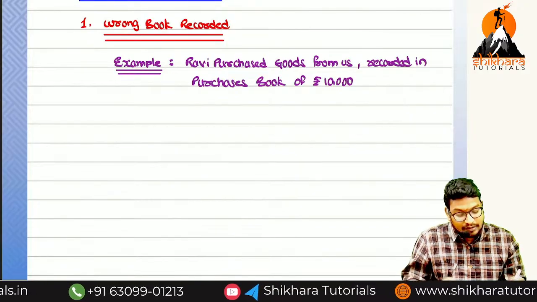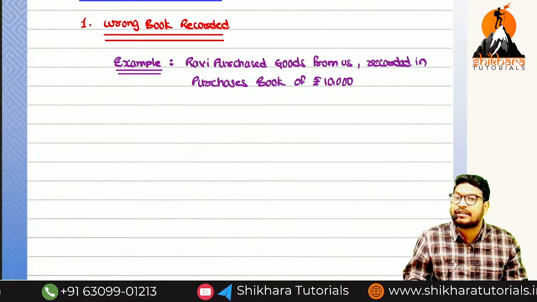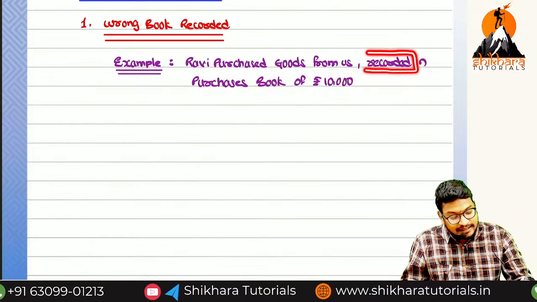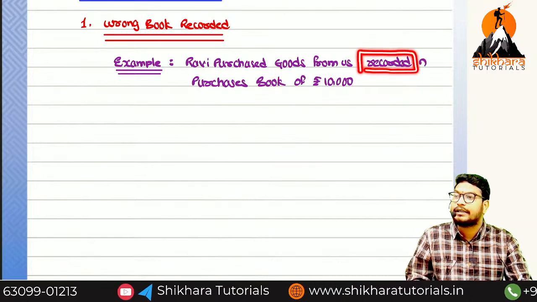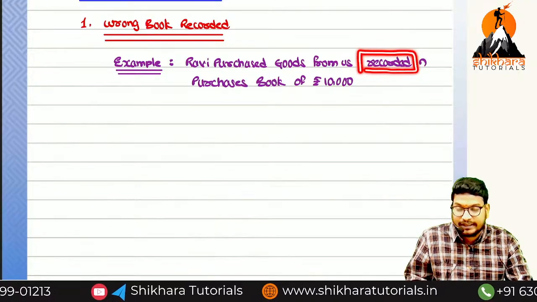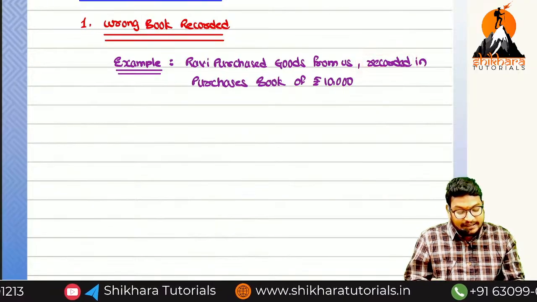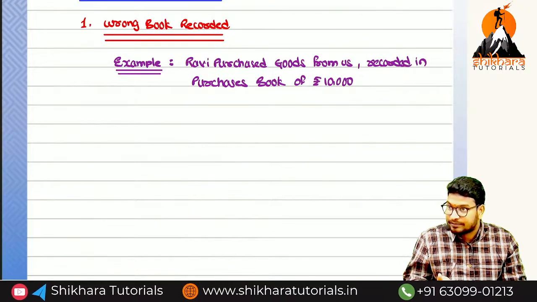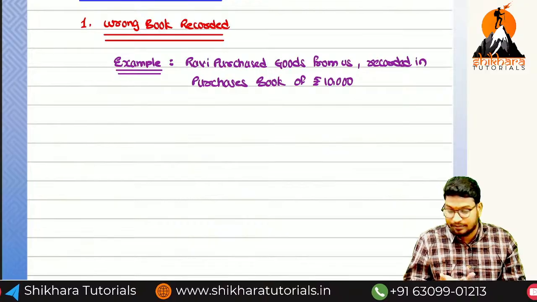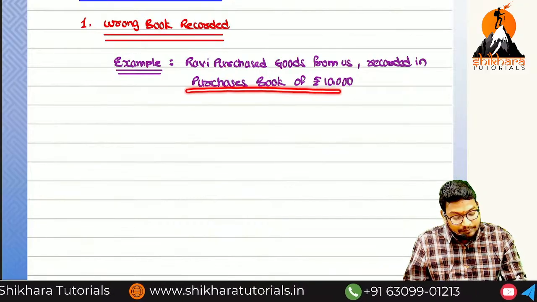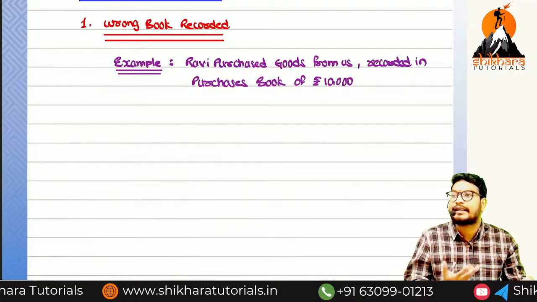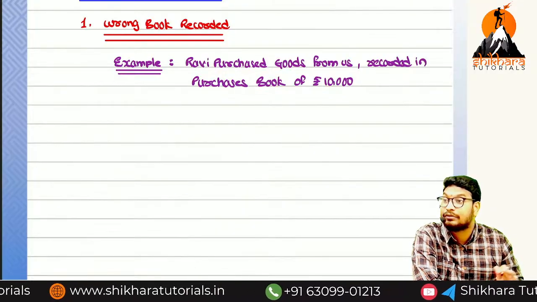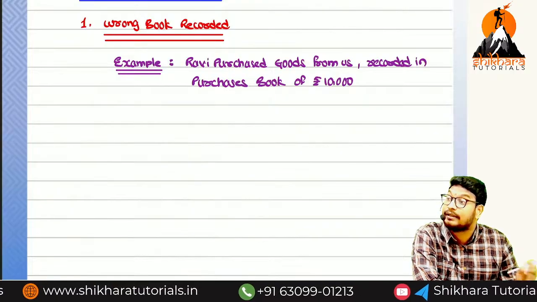Coming to the error of commission, we have to check whether it is with respect to the ledger or subsidiary books. They have given "recorded," not "posted." Recorded means subsidiary books. We see that this particular transaction should be recorded in the sales book, but they have recorded it in the purchase book. This transaction is called wrong book recorded, not wrong account posted.